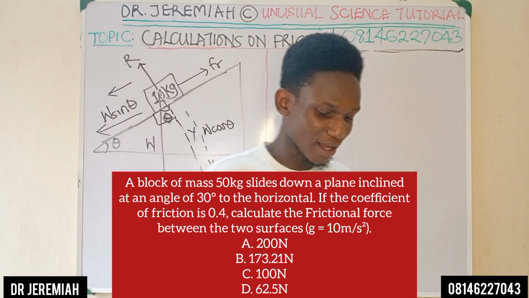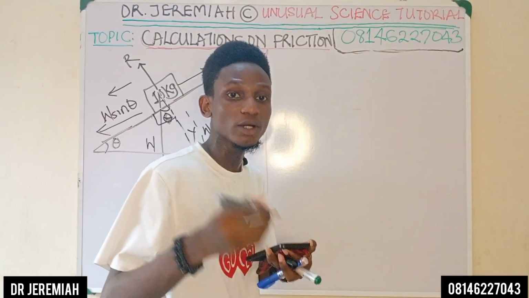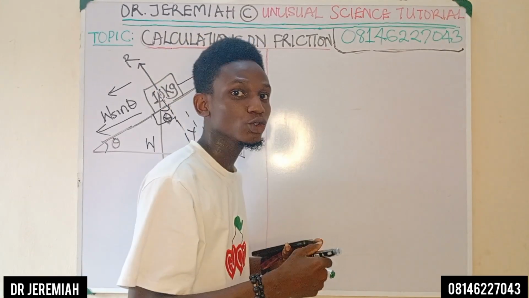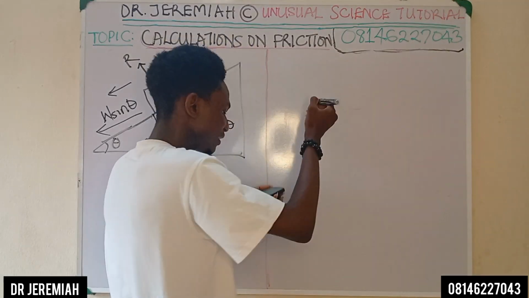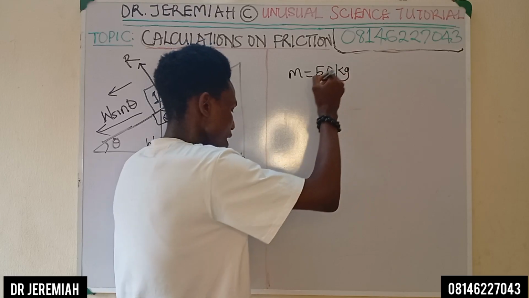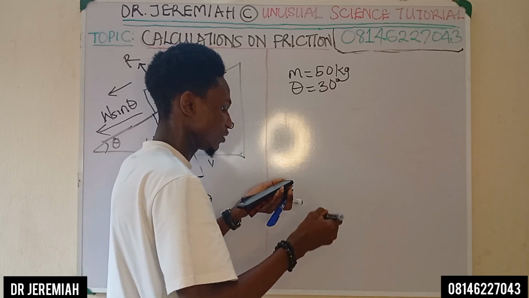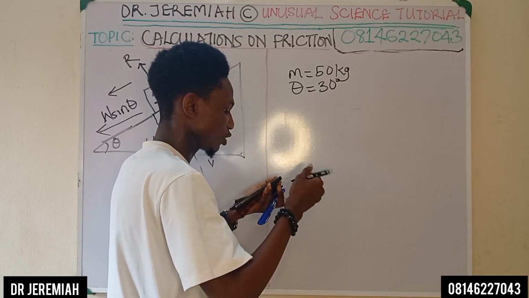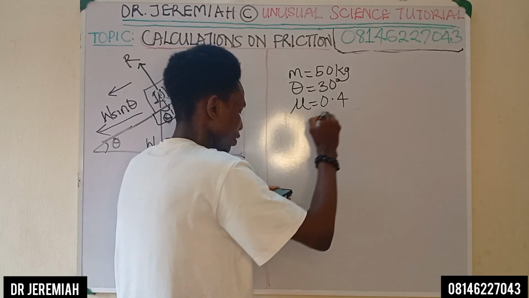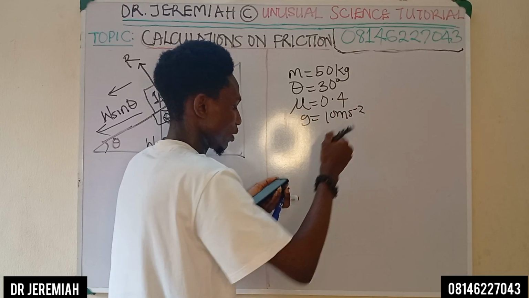Now, we already know our formulas, so let's first write the parameters. I think there's a video I did on how to become a god in physics. I told you that when you're solving questions, always start with the parameters. So please go and watch that video so that you understand how we solve questions in physics. So the first thing now, we have mass equals to 50 kg and the angle of the inclined plane is 30 degrees. Then it says if the coefficient of friction is 0.4, calculate the frictional force. Coefficient of friction mu equals to 0.4. Then we have g equals to 10 meters per second squared.